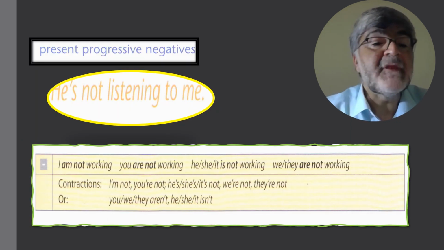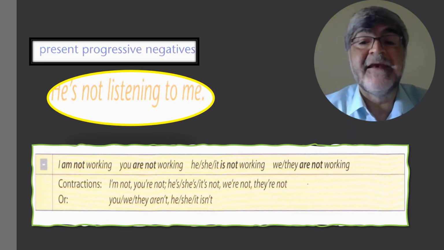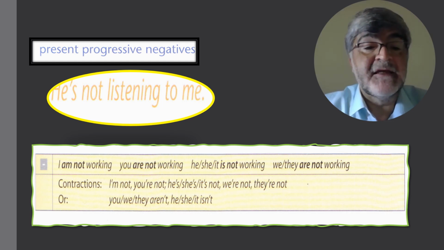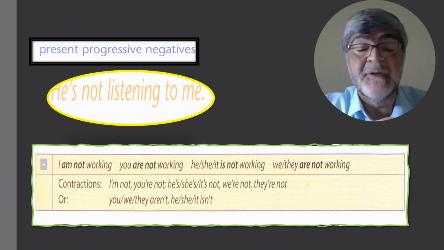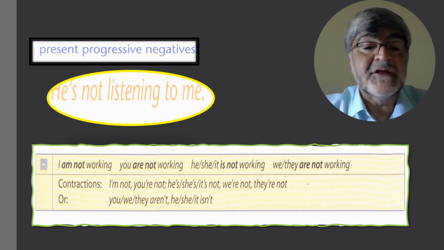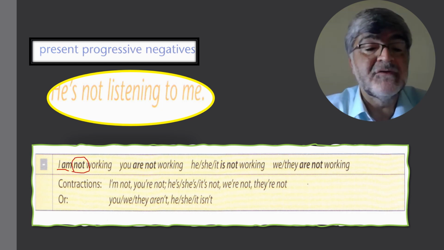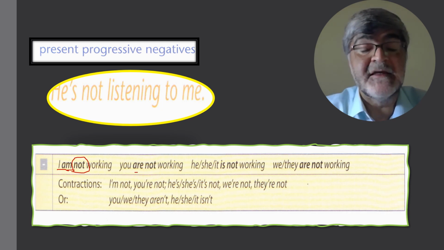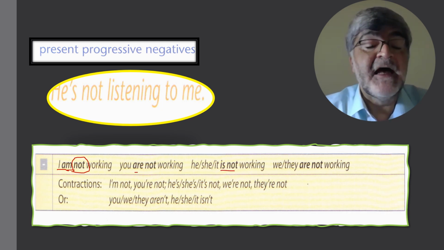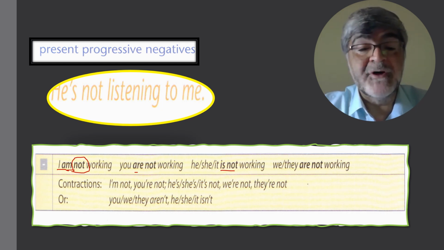Okay. Now, present progressive negative, how we can make negative sentences. It's very simple. He is not listening to me. I'm not working. You can see that because we've got to be here, then we add not to the auxiliary verb, which is am, are, or is, and we can easily make negative sentences. I'm not working. You're not working. He's not working or she's not working. We or they are not working.